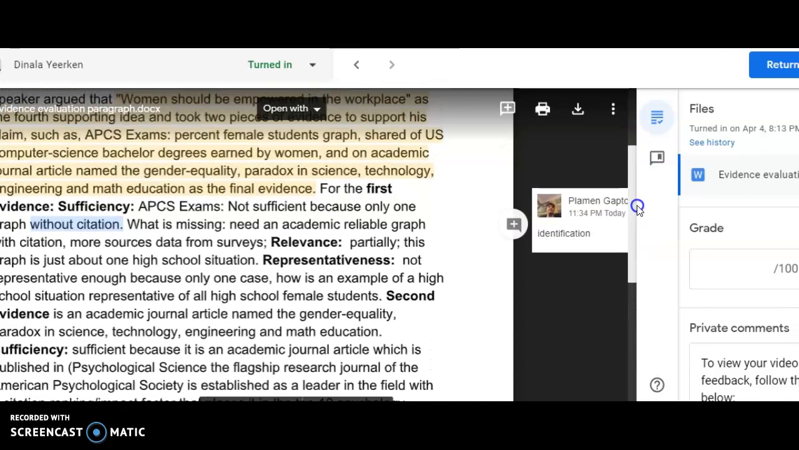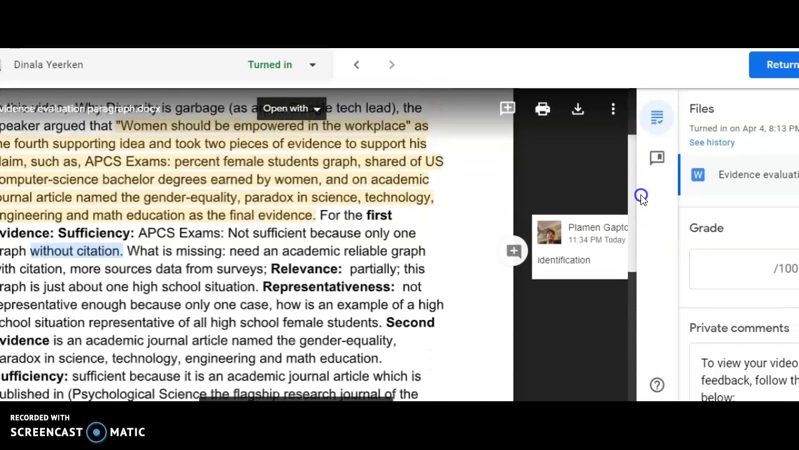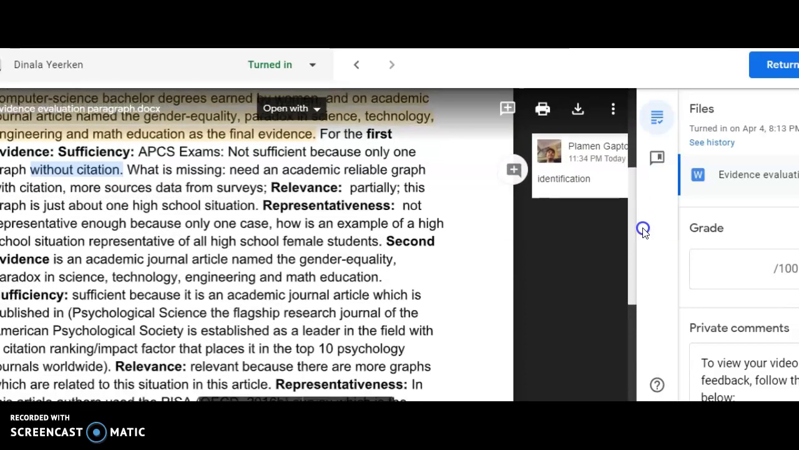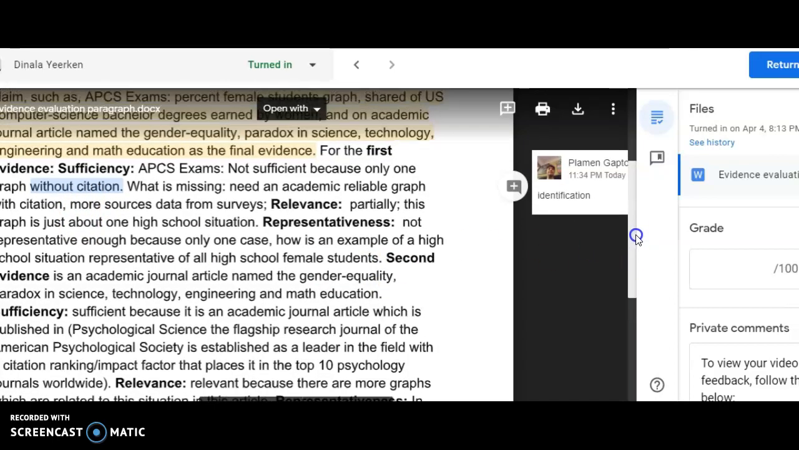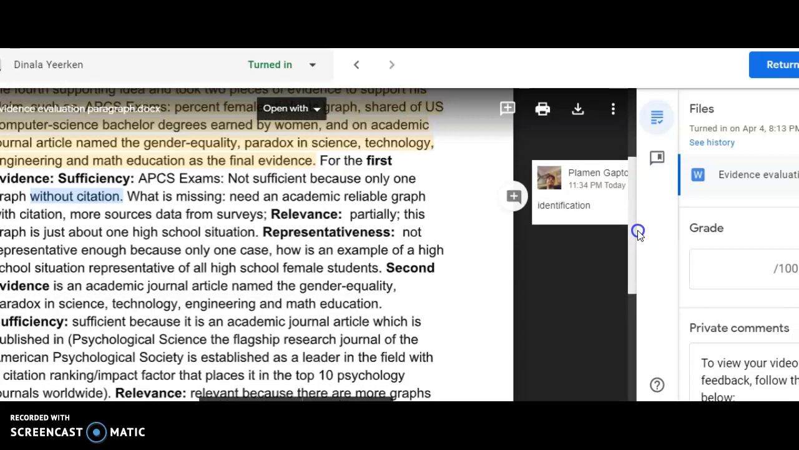So what is he trying to prove? That women should be empowered in the workplace. Why is that not sufficient? Well, if that's what he's proving, what else should he have included to prove that women should be empowered? I like this. More surveys, right?